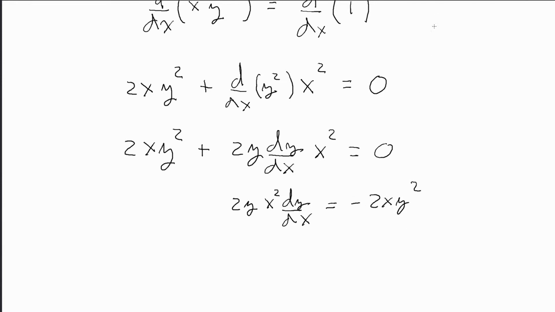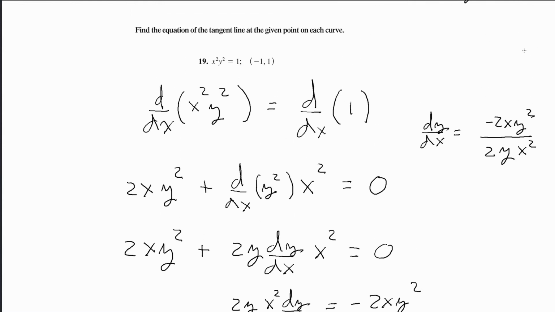So finally, up here I'll write down what we get. dy/dx is equal to negative 2x y squared divided by 2y x squared. Now the question was to find the equation of the tangent line at that given point.